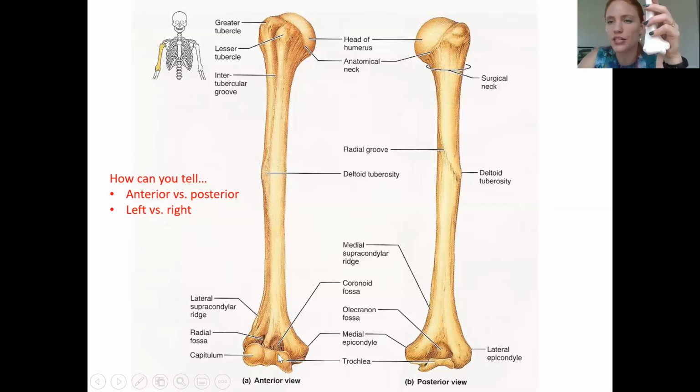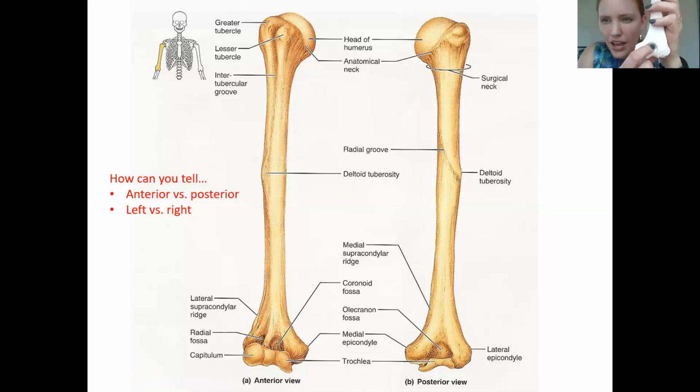The trochlea to me looks a lot like a spool, like the spool you wrap thread around. That is the trochlea and the capitulum. The trochlea will be the medial one, the capitulum will be the lateral one. Above the trochlea, you have a fossa. A fossa is a depression. That's called the coronoid fossa, for reasons that I will get into. That would be this depression right here.